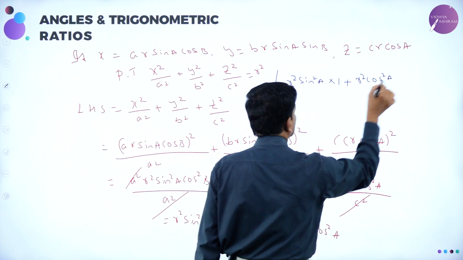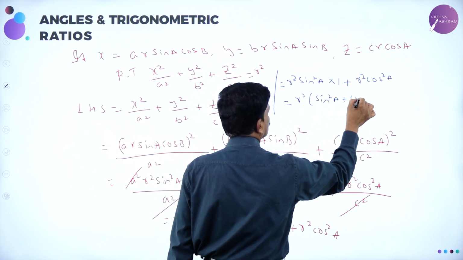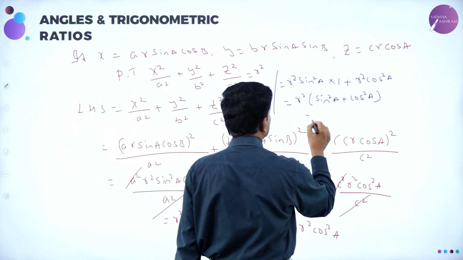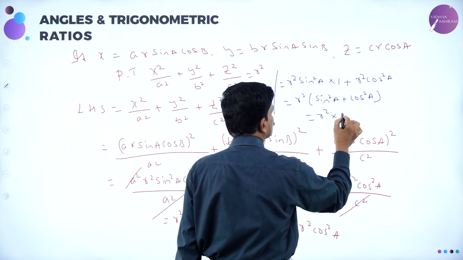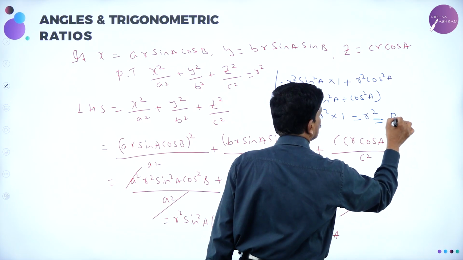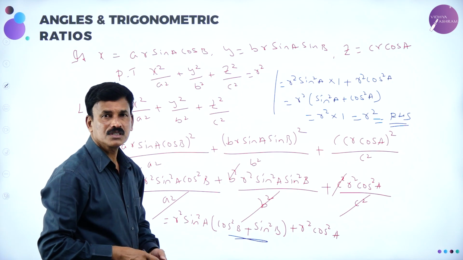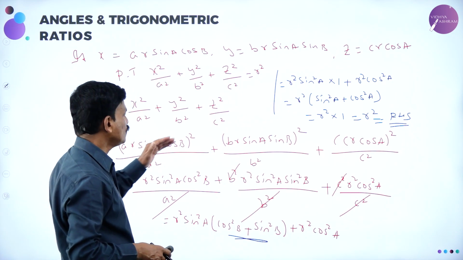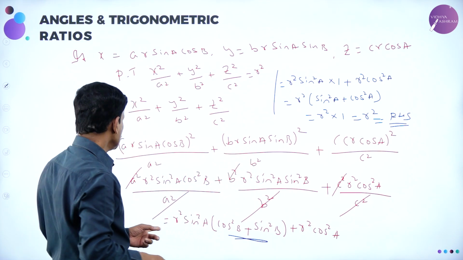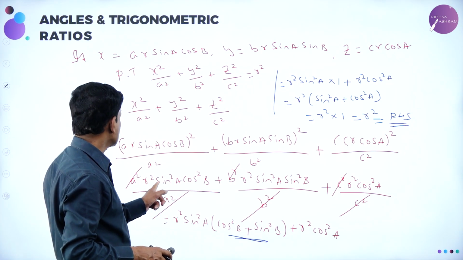Now again you can take the common factor. r square is a common factor. What is left over is sin square a plus cos square a. Now this is equal to r square into, what is sin square plus cos square? 1. So r square into 1 is equal to r square, which is the required result. That's it. So what is the answer? r. This is also an important problem. Just substitute the values of x, y, z, square it, and a square, b square, c square get cancelled. Then you can take the common factor r square sin square.